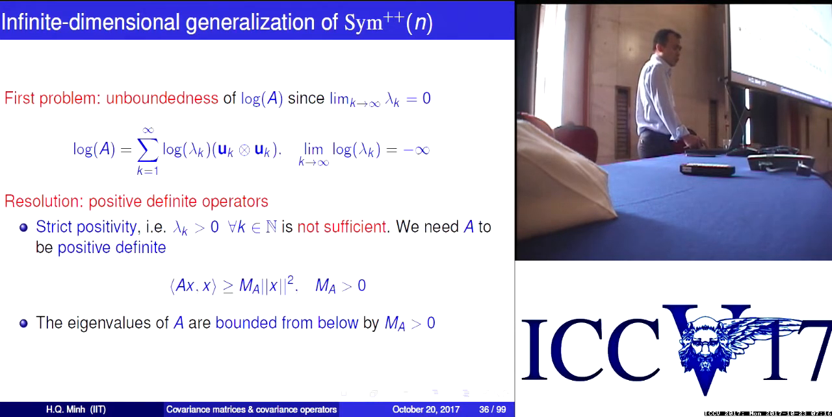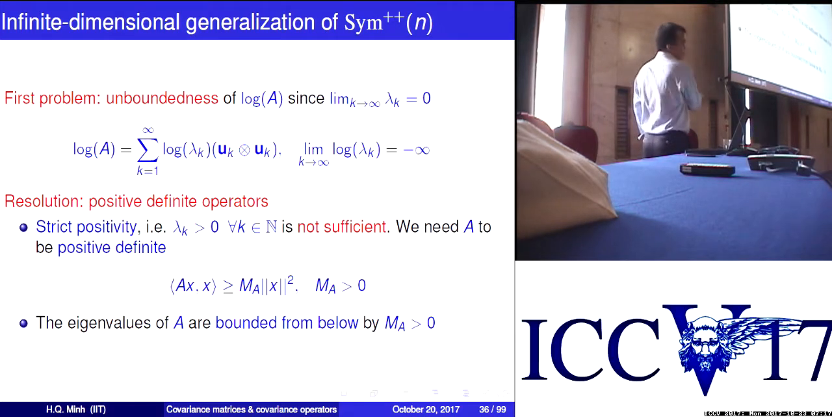And so what we need to do is consider something we call positive definite operators. In the infinite dimensional setting, positive definite operators have a stronger property than simply being strictly positive. Strictly positive means that all the eigenvalues are greater than zero. But the positive definite property states that the inner product of Ax with x is greater than or equal to MA times the norm of x squared, where MA is greater than zero. In particular, the eigenvalues of A have to be bounded from below by this constant MA. In the finite dimensional setting, it's automatically satisfied, because MA can be taken to be the smallest eigenvalue. But in the infinite dimensional case, even though all the eigenvalues are greater than zero, they are going to zero, so this property is not satisfied.